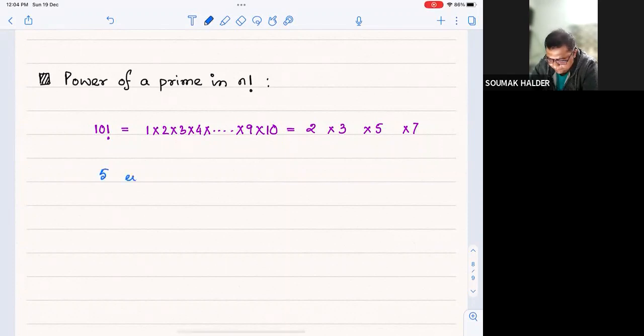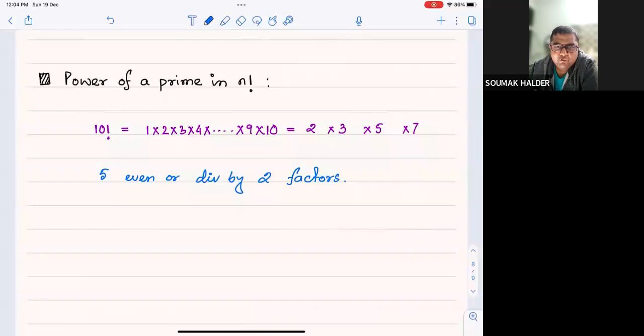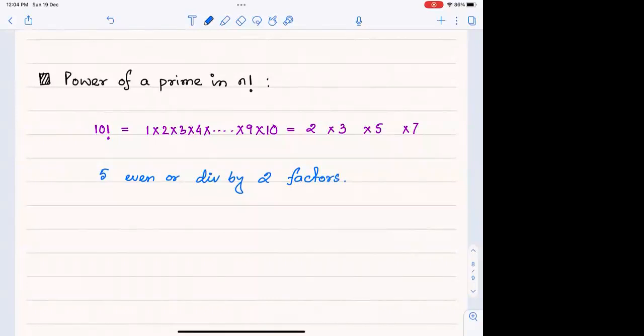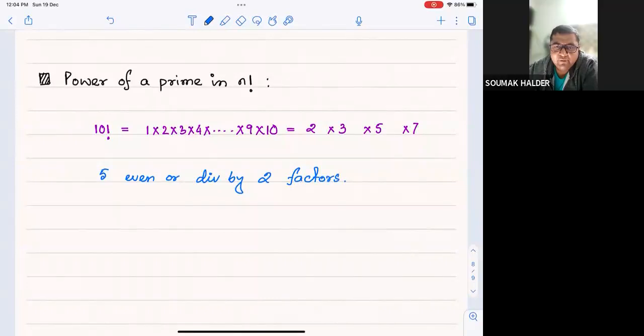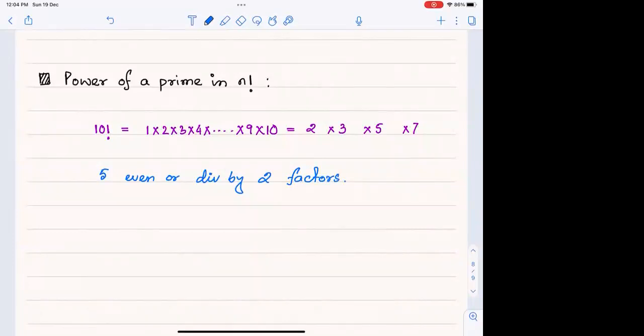So these are 5 even, or divisible by 2, factors. And how have you decided that it is 5? Sir, 10 by 2, 5. 10 by 2, 5. If I had 11 factorial, it would still be 5 only.